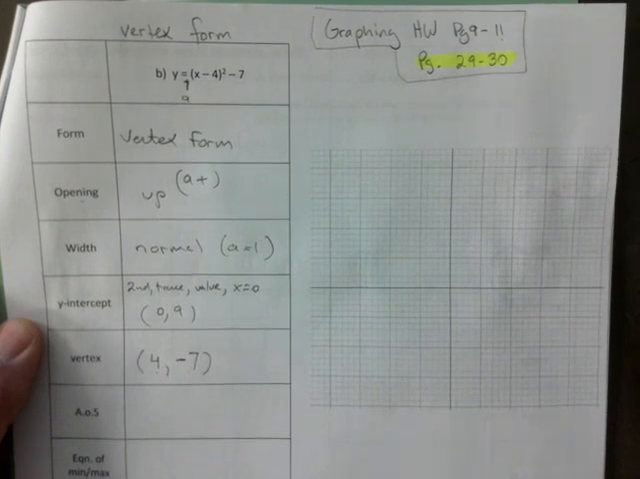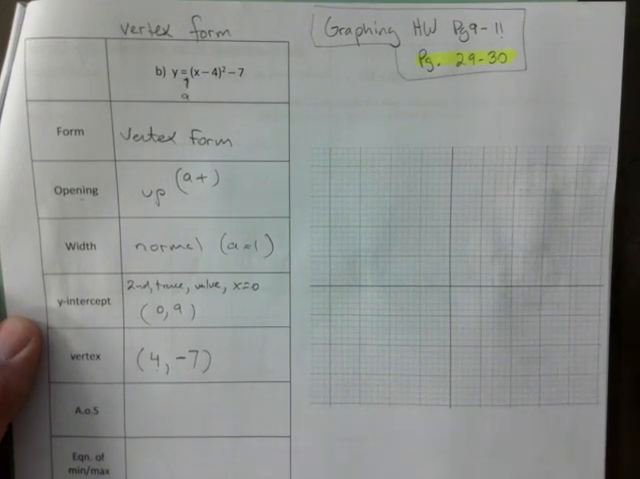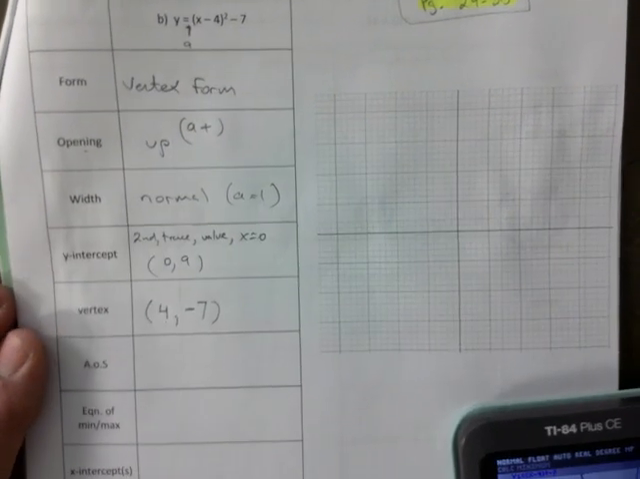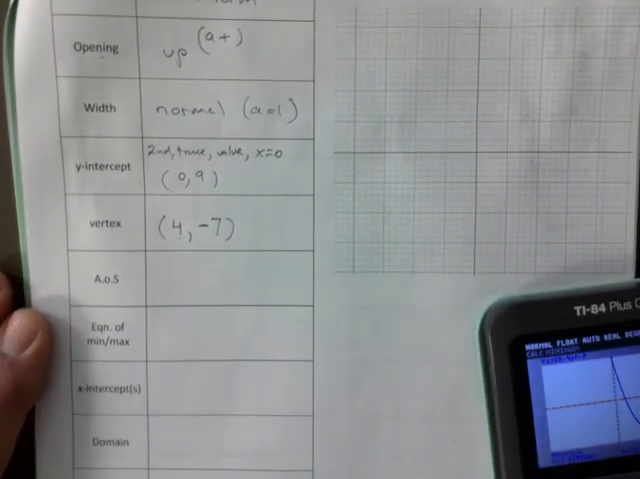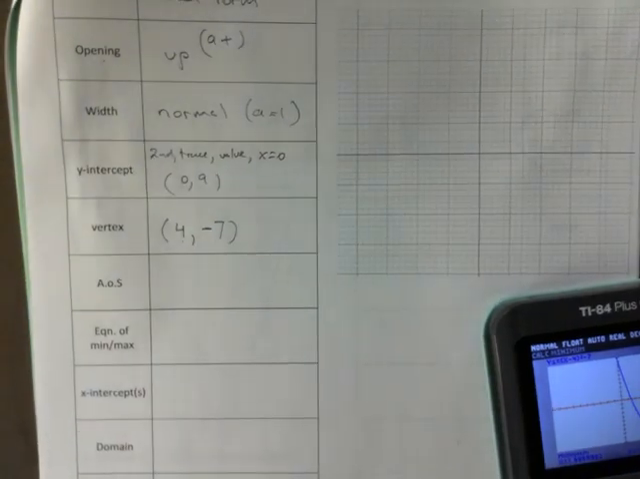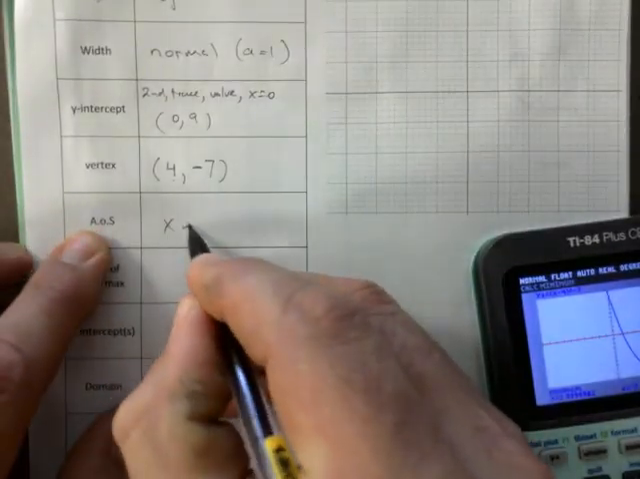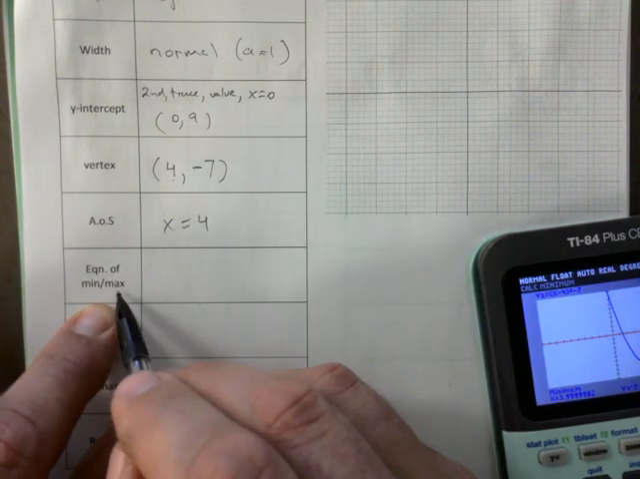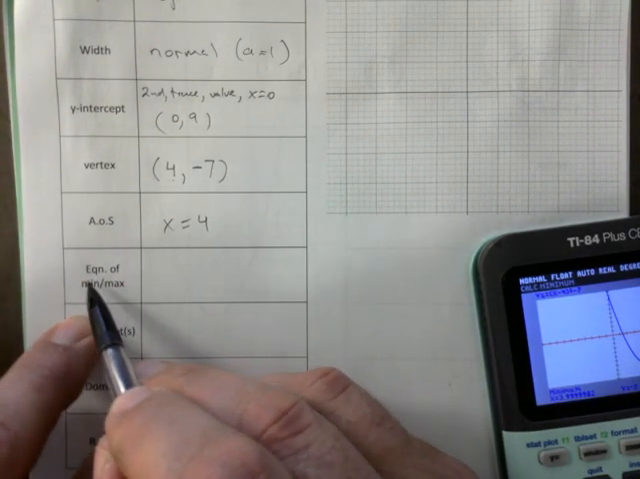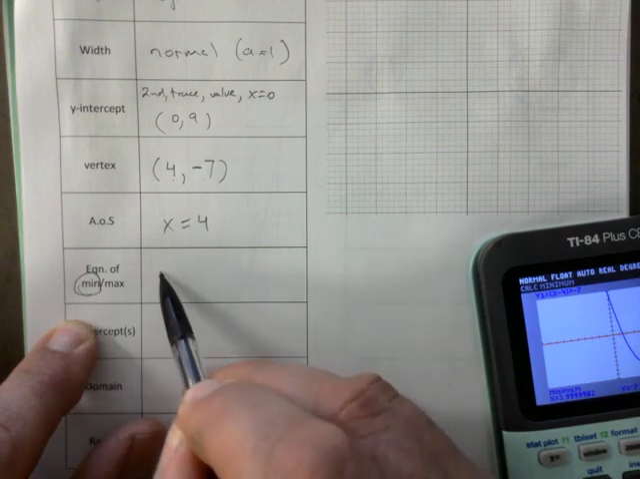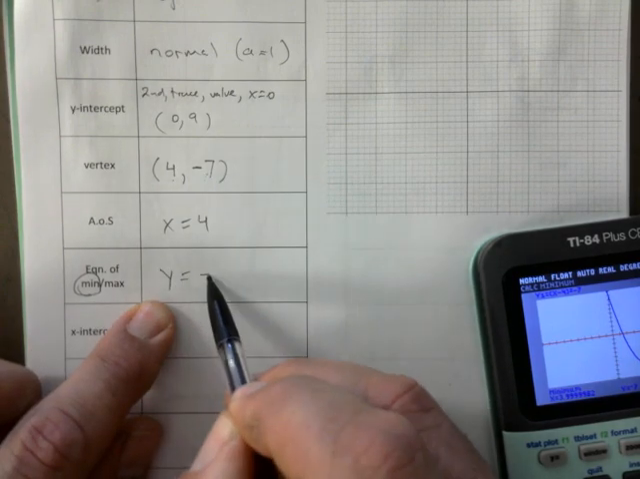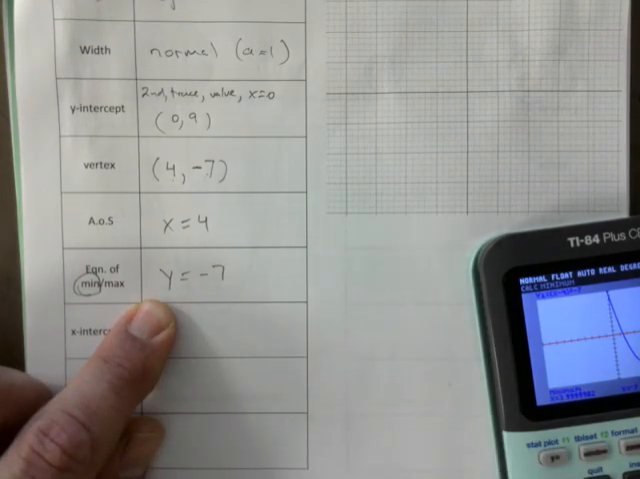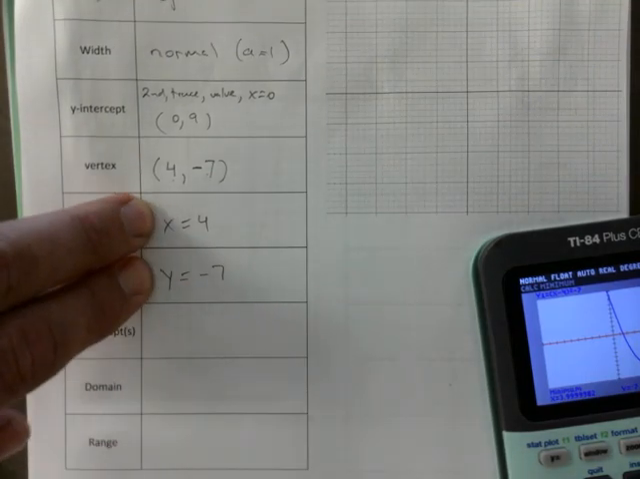Maybe I think I'm going to try to fit in one more graph, okay? Before we go, I know it's a bit late, but let's find the AOS is just x is equal to 4. It's a vertical line. Equation of min or max. This one is pointing up, so there's a min. So that'd be y is equal to -7. That's the y value of it, so the vertex gives you these 2 equations.